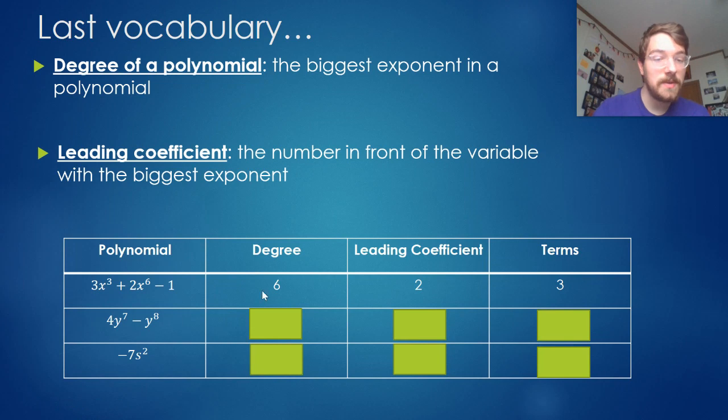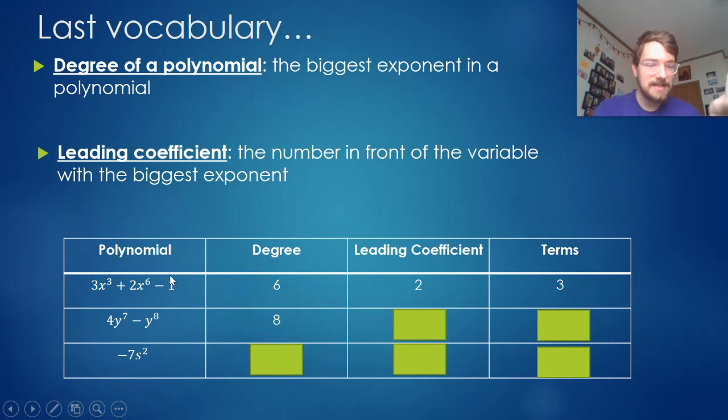So try the same with these other ones. This case, I got 4y to the 7th minus y to the 8th. Let's see. My two options for degree are 7 or 8. Which one's the bigger one? Obviously 8. Now for leading coefficient, don't forget what I said. That 8 is attached to the y, but there's no number in front of the y. So what can we assume is in front of that y?